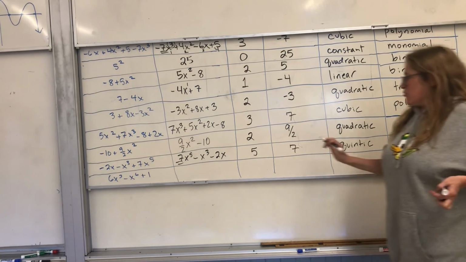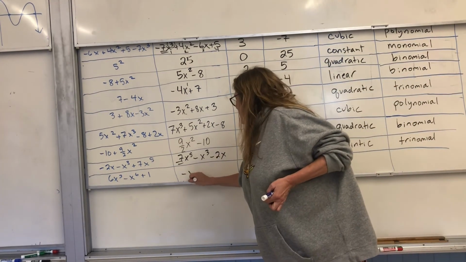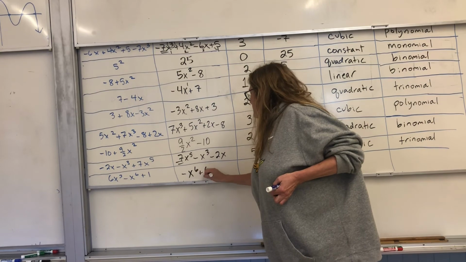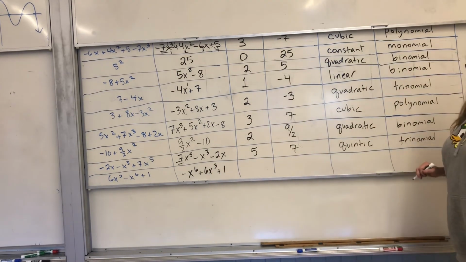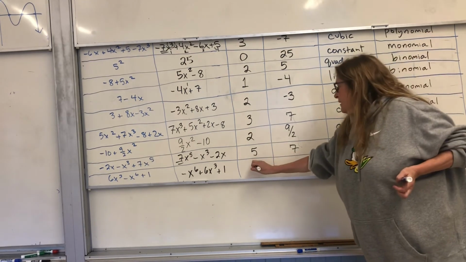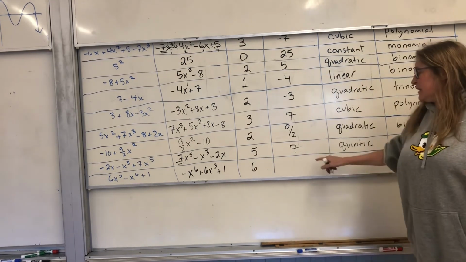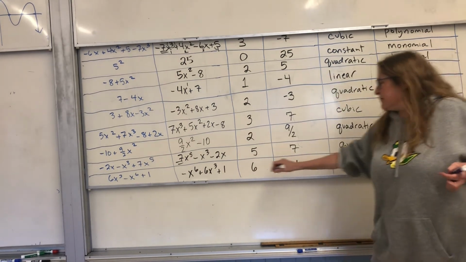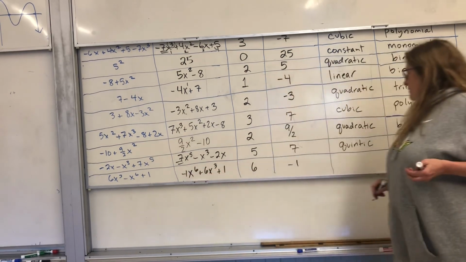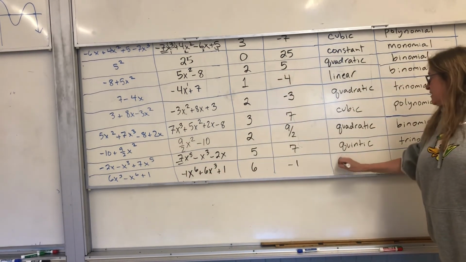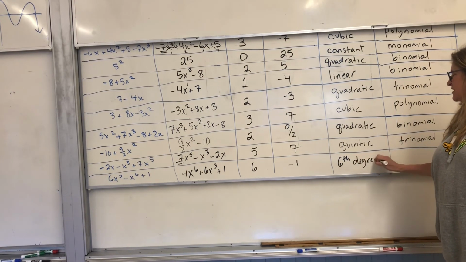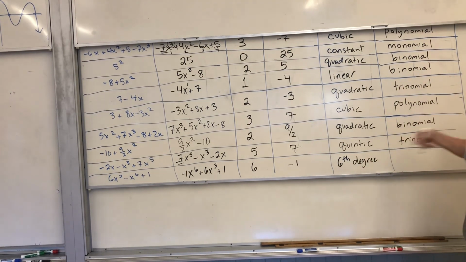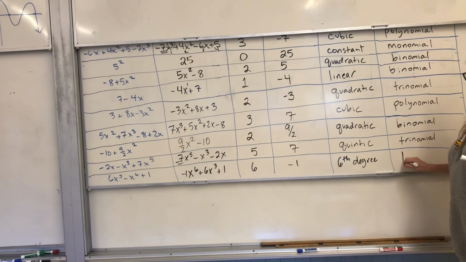Okay, guys, last one. -x to the 6th plus 6x to the 3rd plus 1. Okay, guys, that's a sixth degree with a lead coefficient of -1, right? Because that's a -1 there. This is a sixth degree. Anything 6th degree or above, we're just going to say 6th degree, 7th degree. And this is a trinomial.